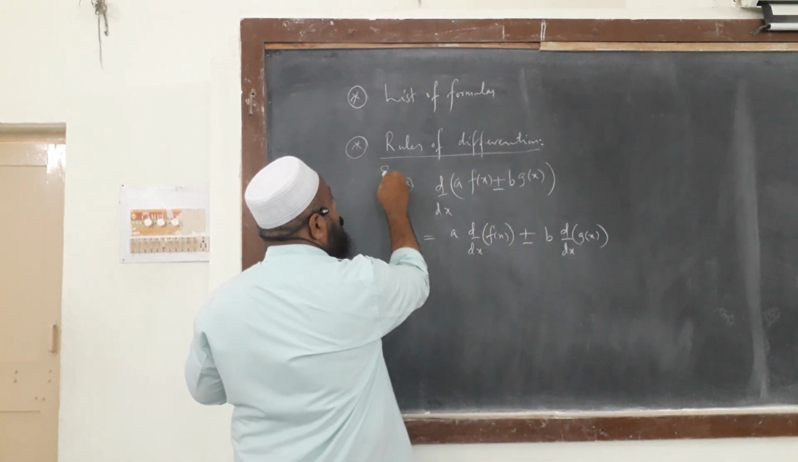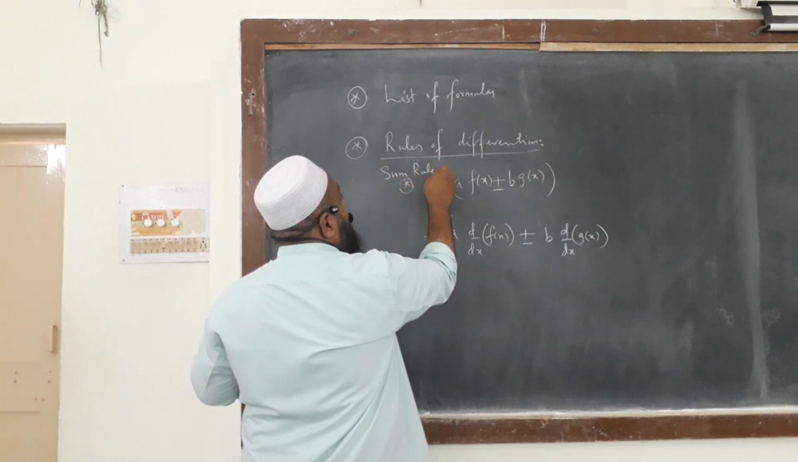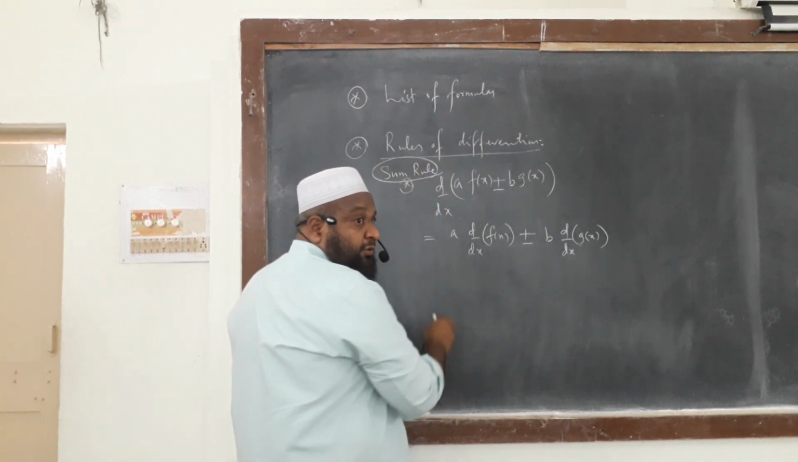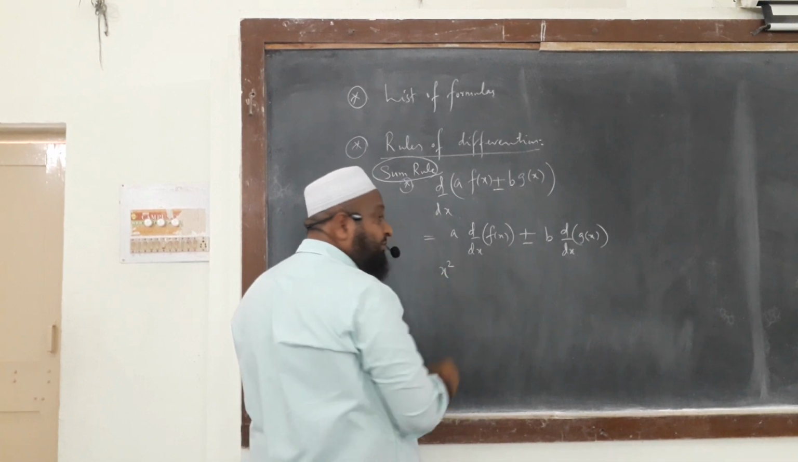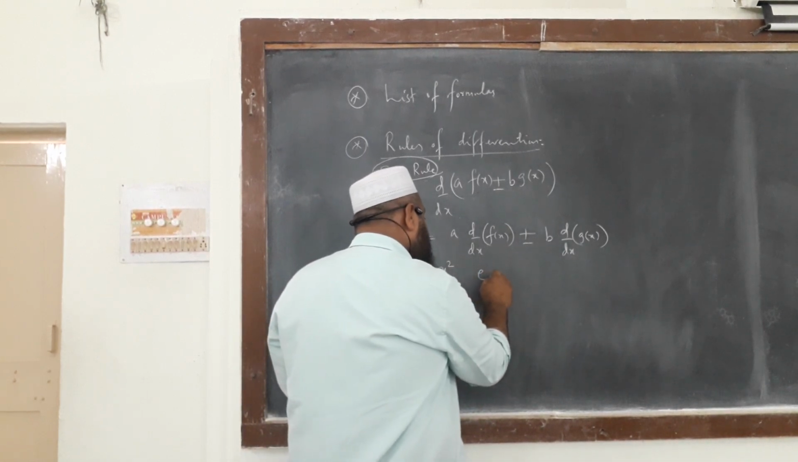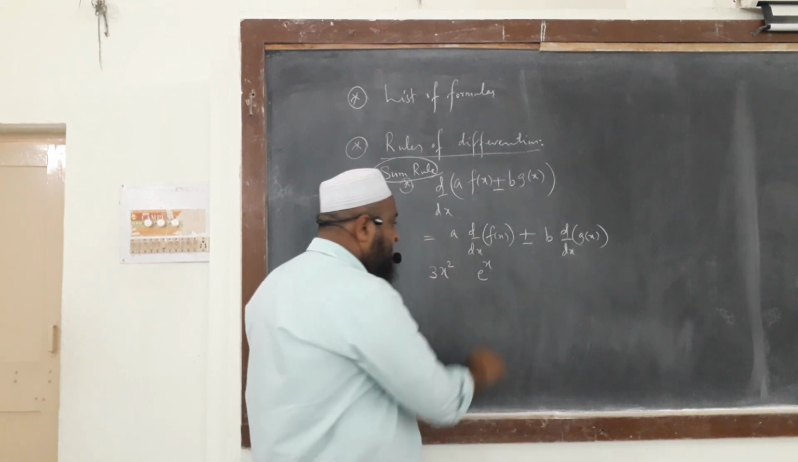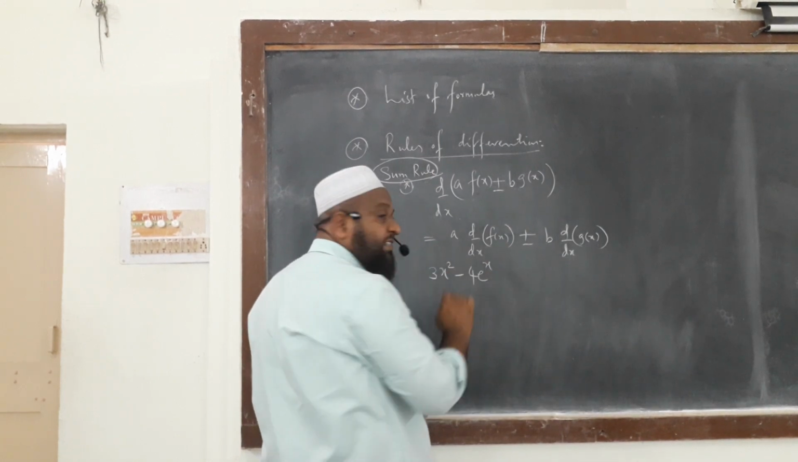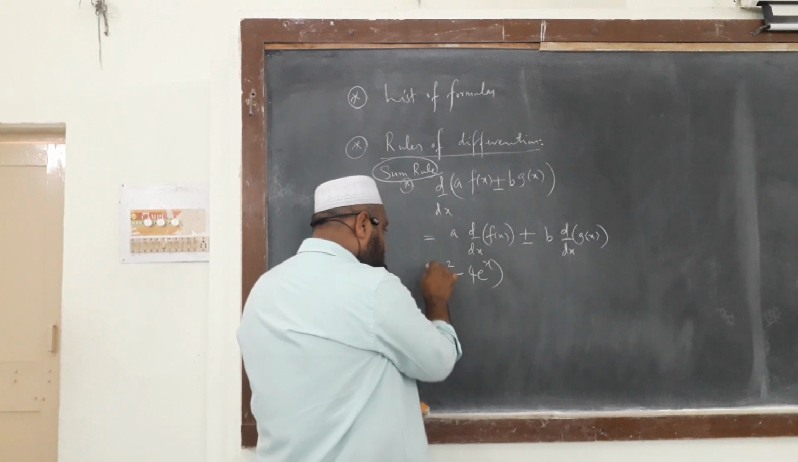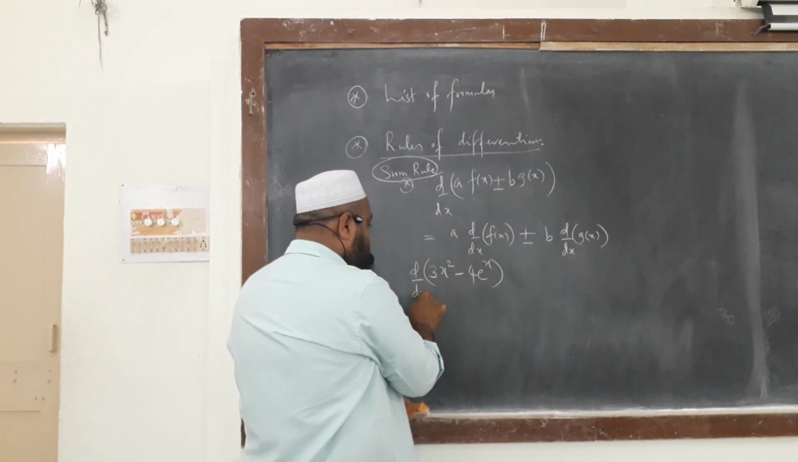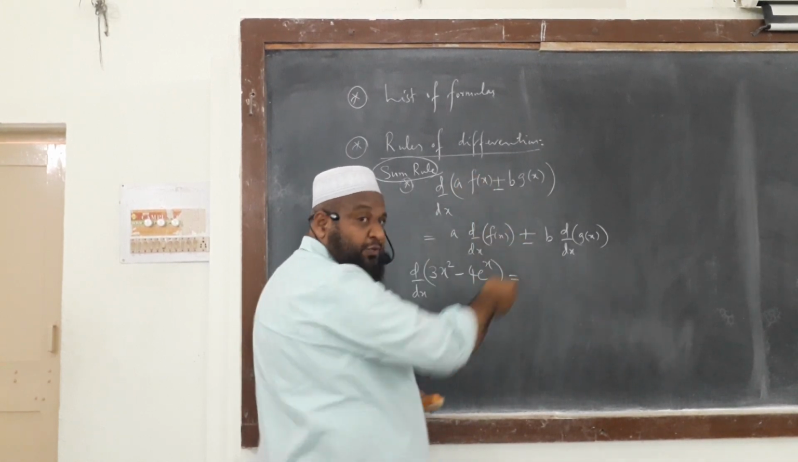Shall I write it here? Sum rule. So if I have x square and e to the power of x, where one is multiplied 3 times and the other 4 times, and there is a subtraction, then the derivative of this function is as per this rule.